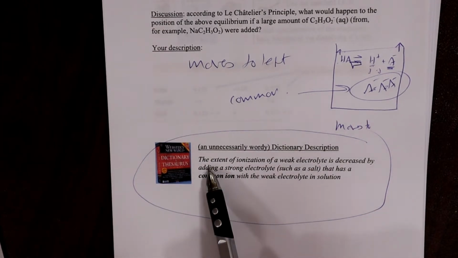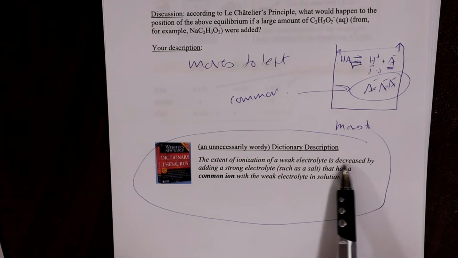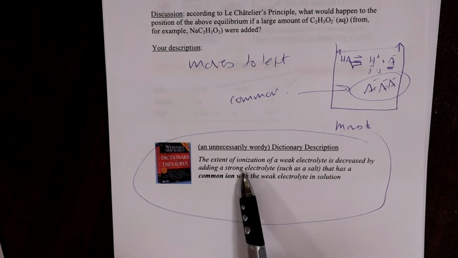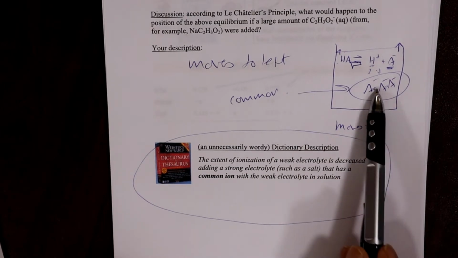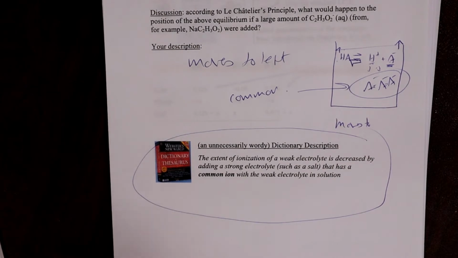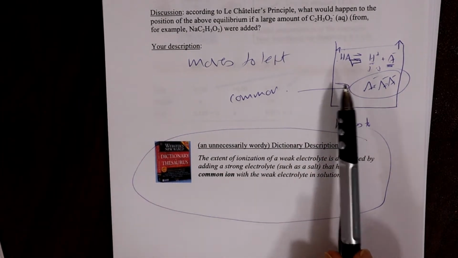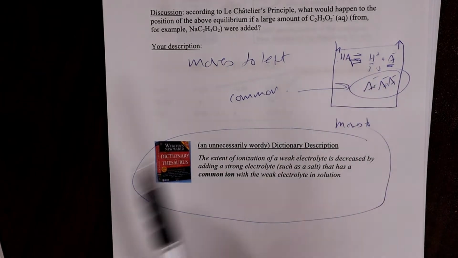The extent of ionization of a weak electrolyte, in other words, how many ions I have over here, is decreased by adding a strong electrolyte such as a salt that has a common ion. So add this, it goes that way. Don't get distracted by people with 10-cent words. This is really saying this: you throw a common ion in, the equilibrium shifts to remove it.